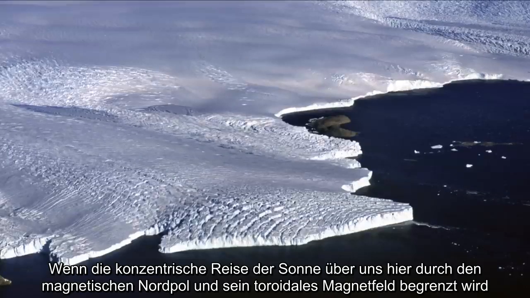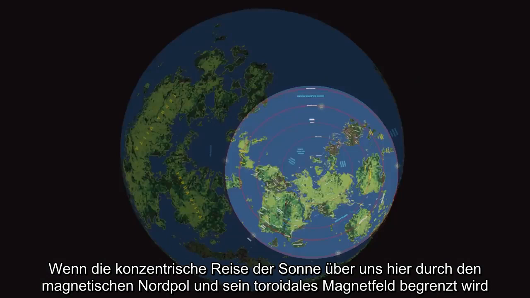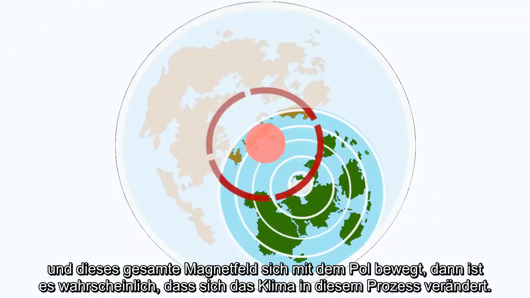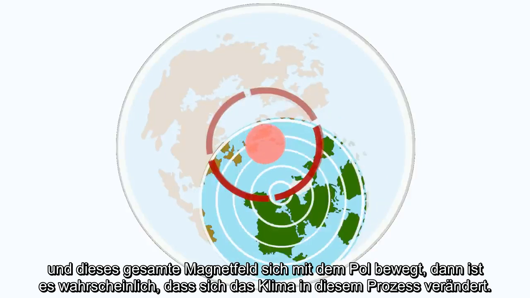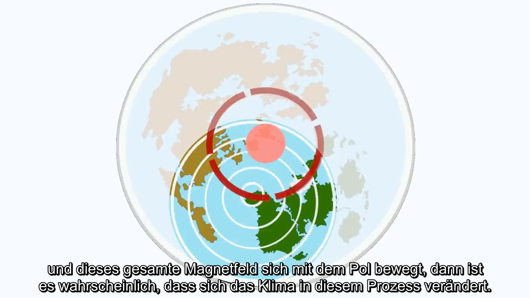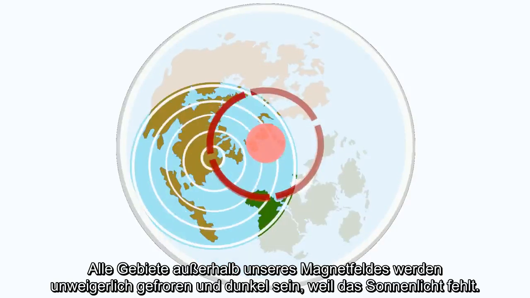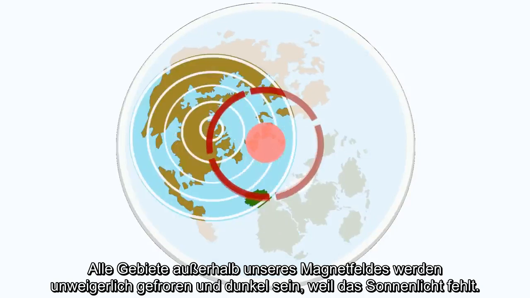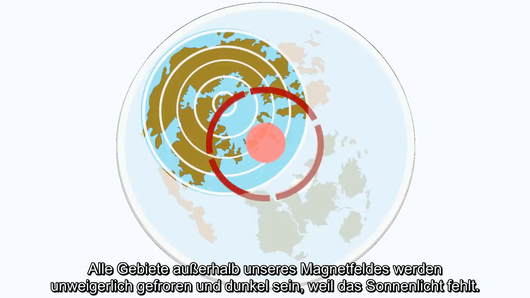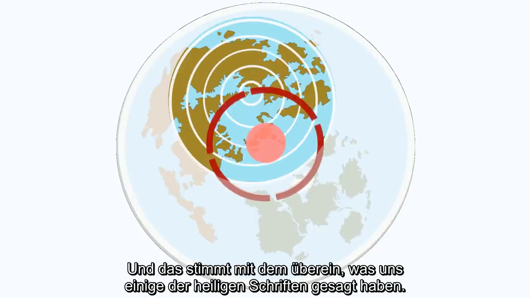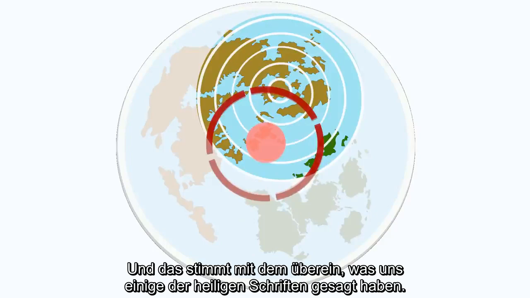If the sun's concentric journey above us is bound by the North Magnetic Pole here and its magnetic toroidal field, and this entire magnetic field is moving with the pole, then it is likely we have a situation of a changing climate as this process unfolds. All areas outside of our magnetic field will inevitably be frozen and dark due to the lack of sunlight, and this is consistent with what some of the scriptures have told us.